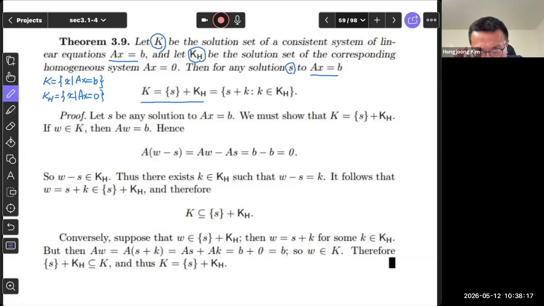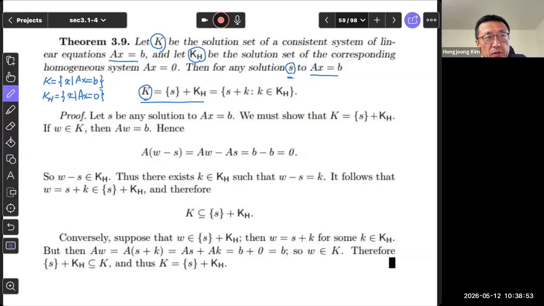Okay, but I don't want to bother you with this geometry. So the point is, given K, I can find K sub H, or more importantly, in many cases, people usually find K sub H. Once I have K sub H, if you add just one solution to each vector in K sub H, you get the whole solution set K. That is the beauty of this theorem.